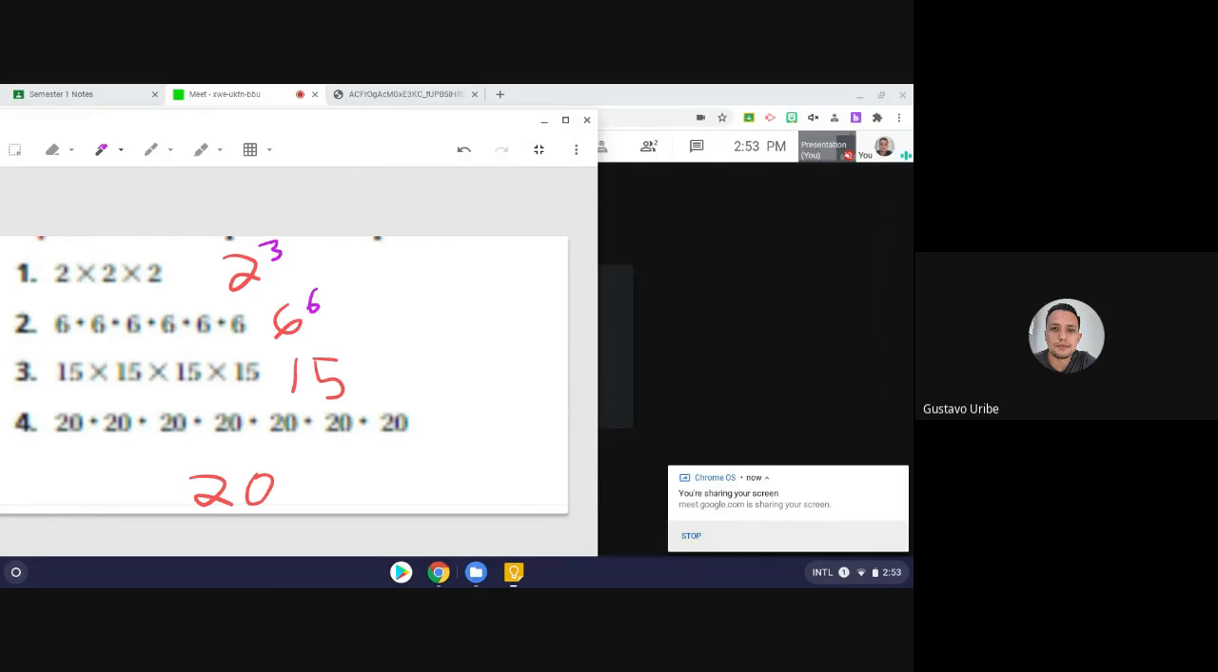Down here I have 6. So this will be my exponent. Here I have 4. So 15 to the 4th power. And down here I'm going to have 1, 2, 3, 4, 5, 6, 7. So my exponent will be 7. So this is how we are writing these.